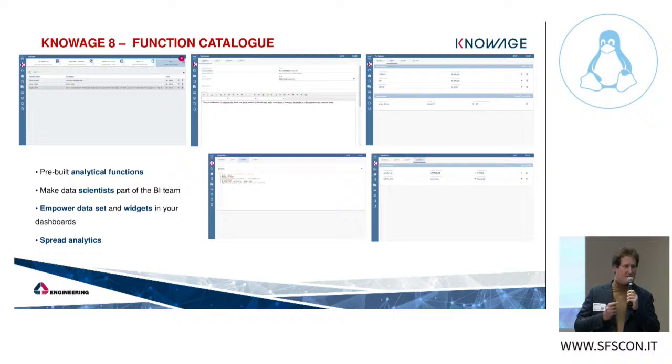The function catalog is something that we already implemented. It is intended mainly for data scientists to share their scripts, their R or Python functions that can be reused also by final users. I mean, when a final user is designing a dashboard, he will see the list of already implemented functions and he can exploit those functions. For example, adding a forecast column on his data set and displaying that column on a traditional chart or a table or a map or whatever.